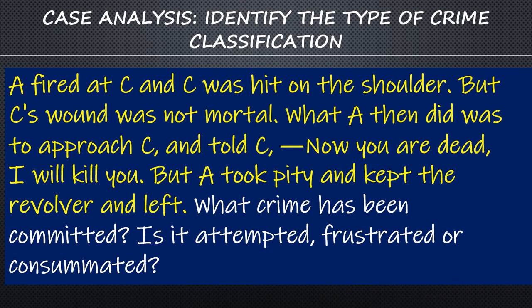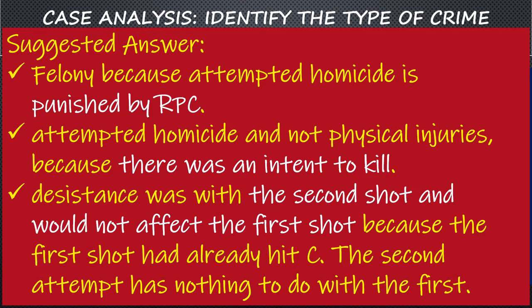So what crime has been committed? Is it attempted, frustrated, or consummated? There was that intent to kill. However, A did not continue to kill the person, so it was not consummated, meaning not completed. Attempted is when the felony is commenced by an overt act, but not all the acts of execution were performed, so the intended felony was not completed.